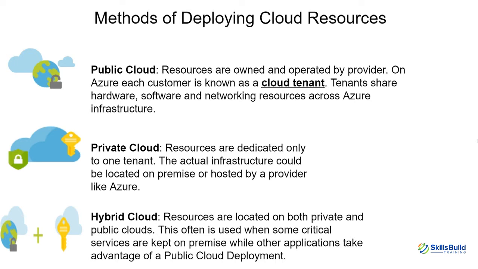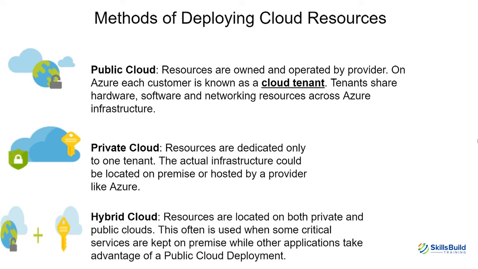Then we have hybrid cloud. And this is where resources are located on both private and public clouds. This often is used when some critical services are kept on premises, while other applications take advantage of a public cloud deployment. So sometimes an organization might have audit requirements where they can't put certain resources on the public cloud, and so they have to keep them private.